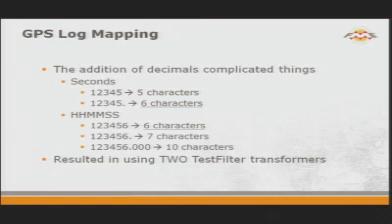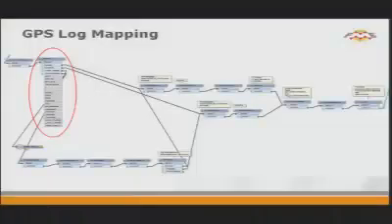So we ended up with 2 different time formats, seconds and hours, minutes, seconds. But both, as you can see, could be 6 characters in length, depending on the decimal and the following zeros. This resulted in using 2 test filter transformers. With the first test filter, with calculating the time, I had it set so that when the string length is 5, it will convert it to hours, minutes, seconds.